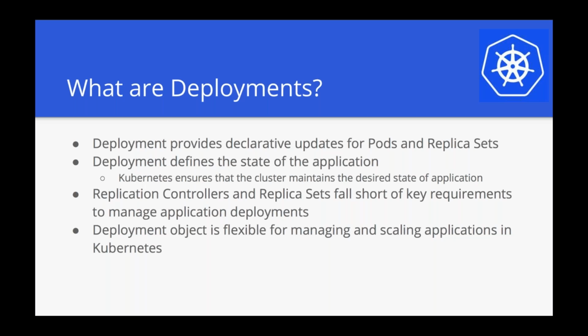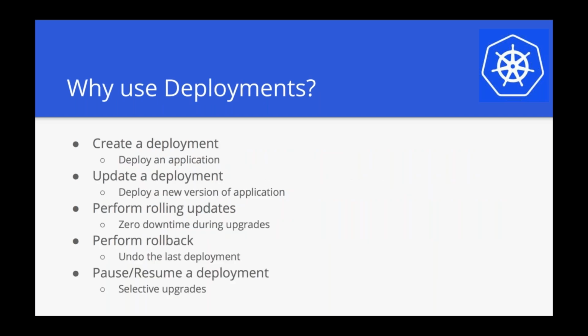As I mentioned, replication controllers and replica sets fall short of key requirements that you need to manage application deployments and treat Kubernetes like a PaaS layer. So the deployment object brings tremendous flexibility for managing and scaling applications in Kubernetes. This will be much clearer when I show you the demo.